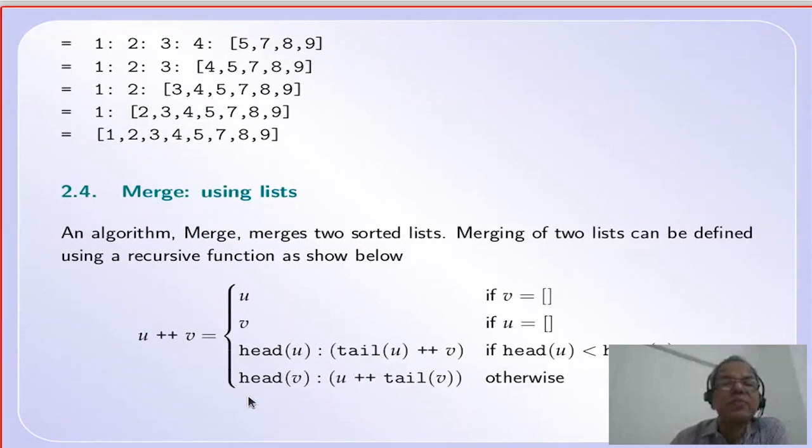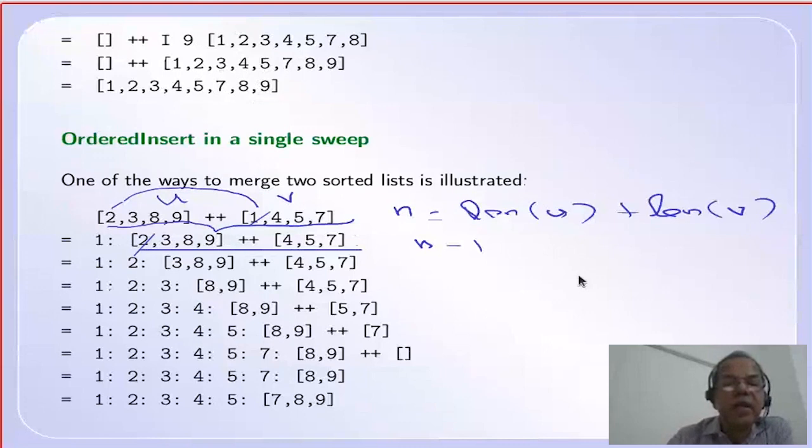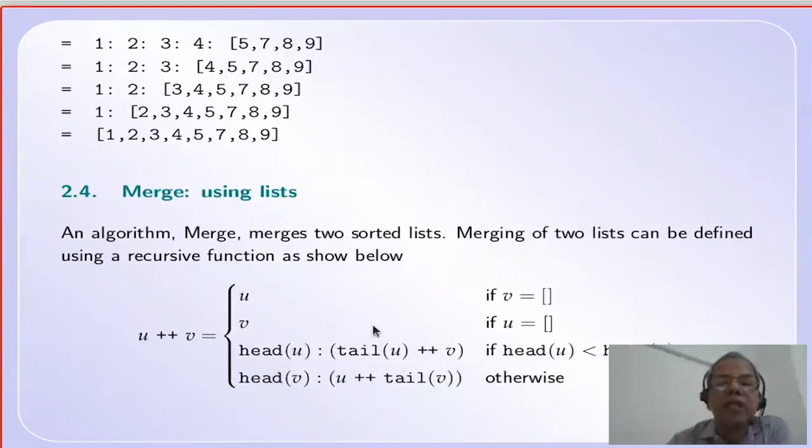Merge two sorted lists. Look here. For example, in this case, merge 8, 9 with an empty list. If one of the lists is empty, the result is simply 8, 9. So if this is U, this is V. If V is empty, the result is U. If U is empty, then the result will be V. That's also possible. And therefore, if V is empty, the output is U. If the input U is empty, then the output is V.